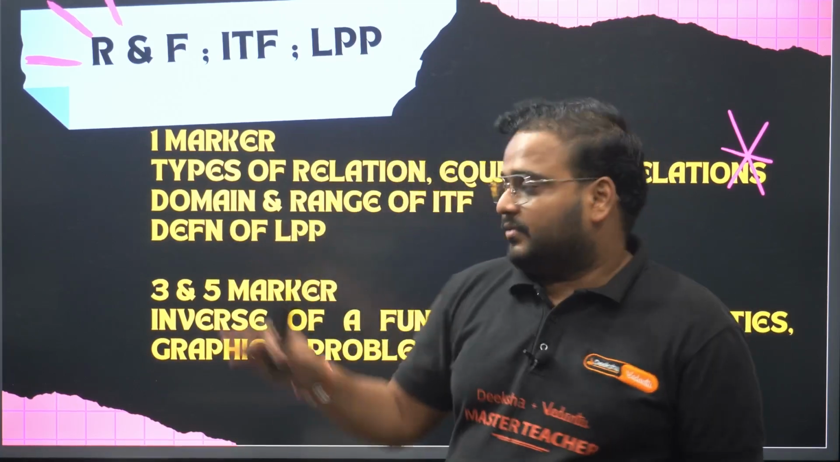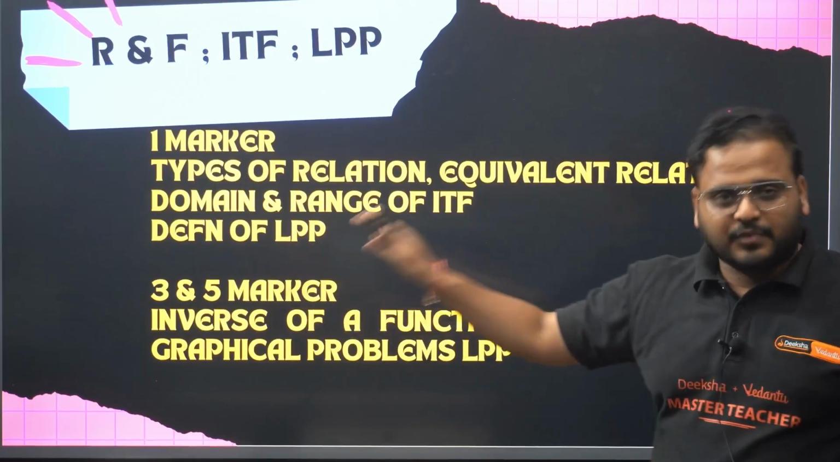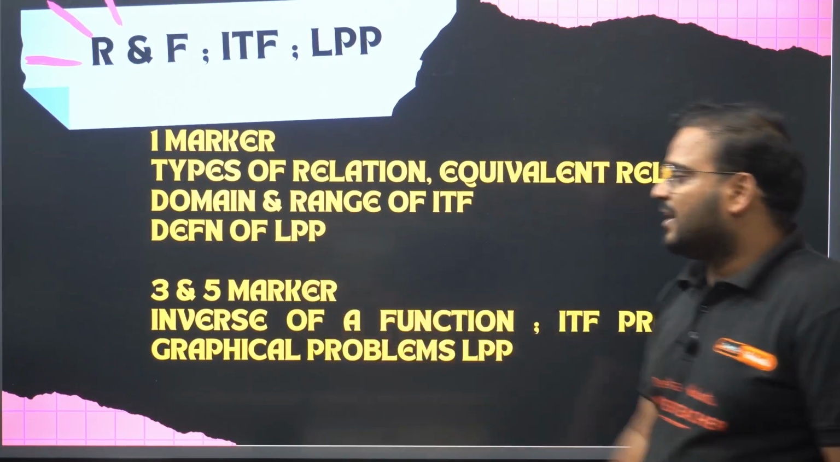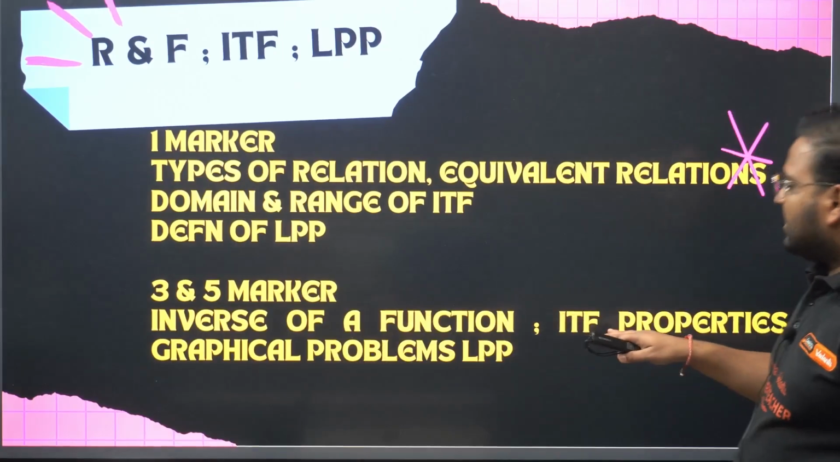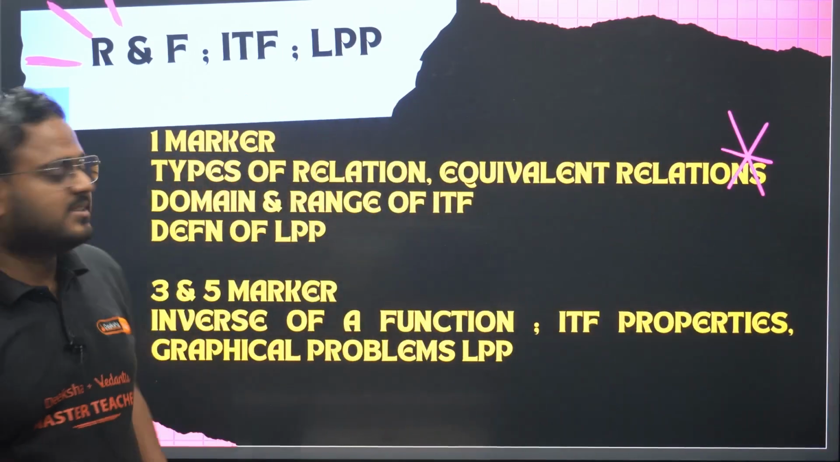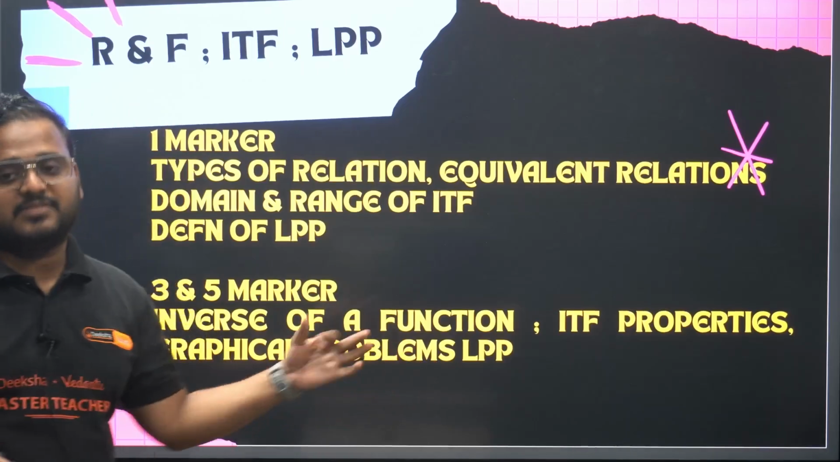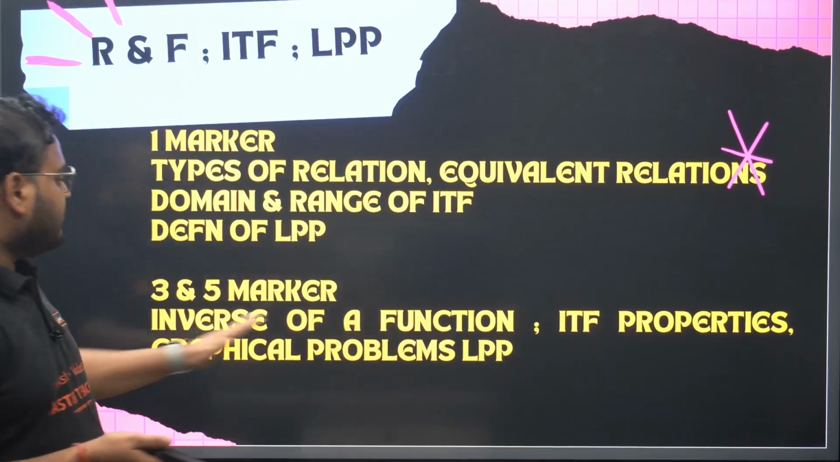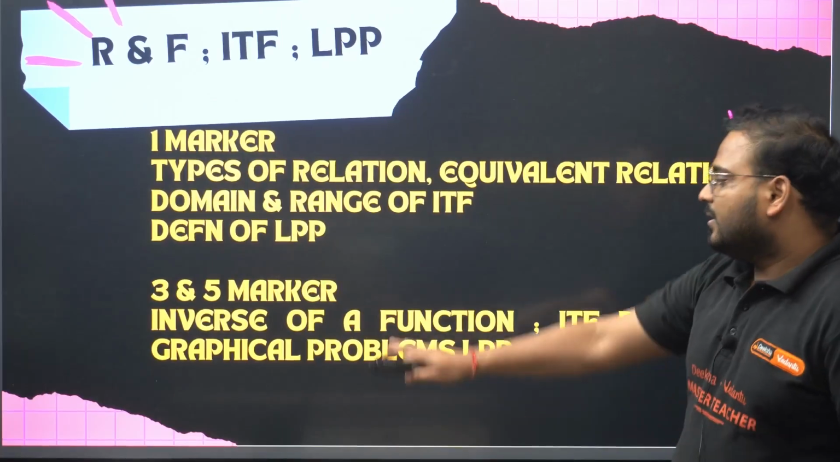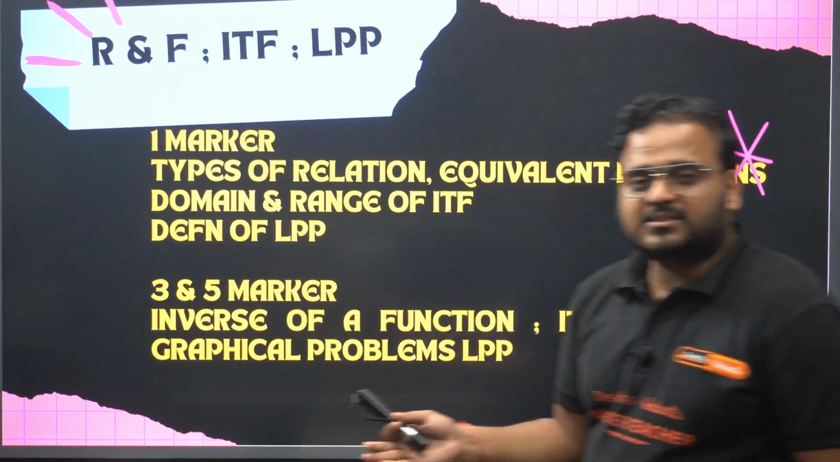Okay, we have a few definitions over there. Based upon that, a question can be asked in 1 marker. Next, 3, 5 marker, if an LPP question is coming, they might ask you in 6 marker as well. Usually LPP is asked in 6 marker. Graphical problems, so LPP is asked in 6 marker. ITF properties, inverse of a function, can be asked in 5 marker as well. Okay, find the inverse of a function can be asked in 5 marker.